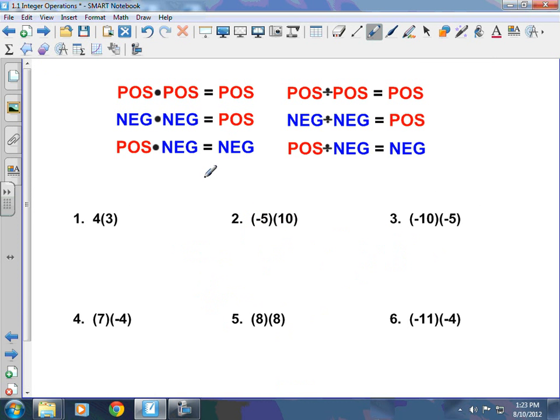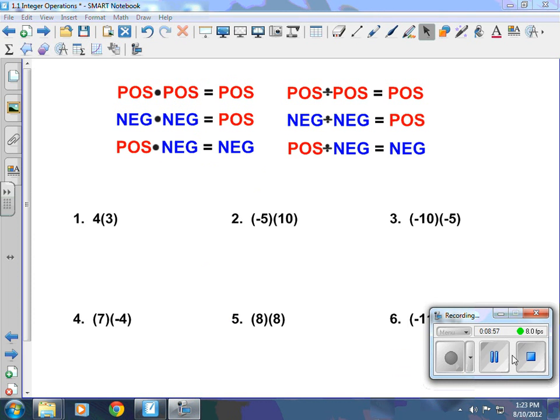Now we're going to talk about multiplication. A lot of times the rules for multiplication and addition are confused. Please, please, please remember these rules. If the 2 numbers that you're multiplying have the same sign, the answer is always positive. If the 2 numbers you're multiplying have different signs, the answer is always negative.